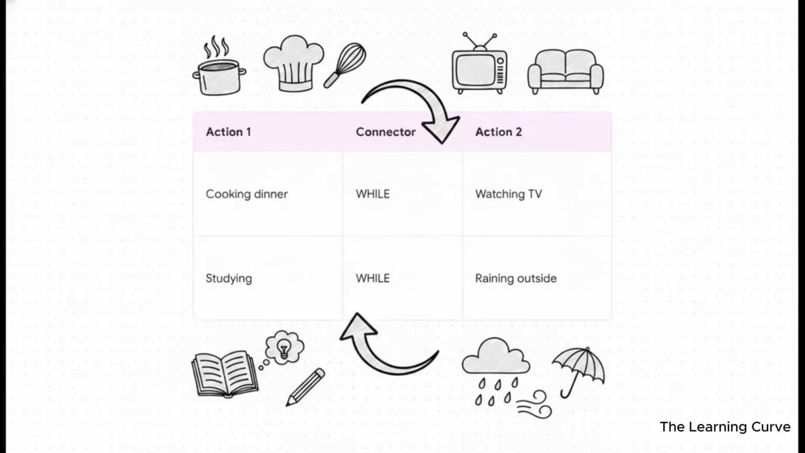Notice how perfectly symmetrical these sentences are. Action 1 is in the past continuous, and action 2 is in the past continuous. They are happening perfectly in sync, connected right in the middle by the word while.